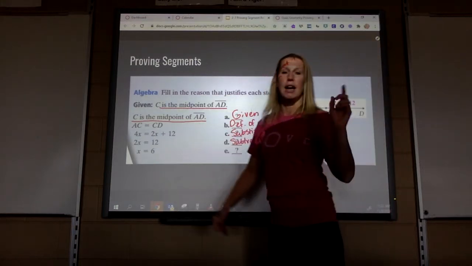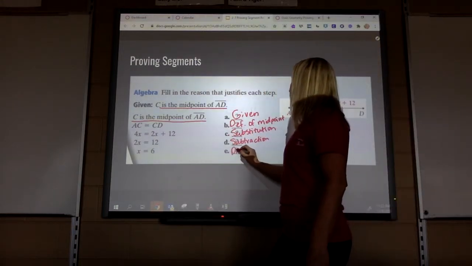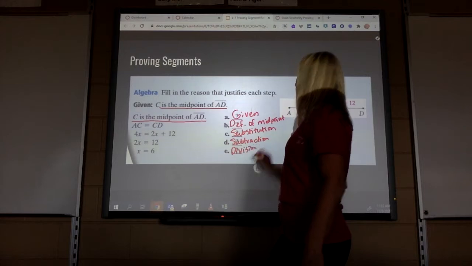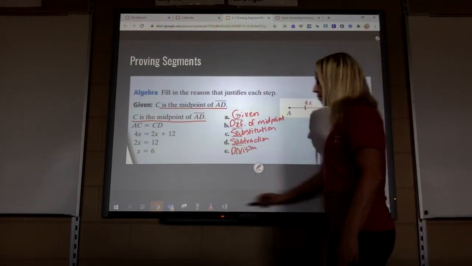And then from D to E, I divided by 2. So that is division property.